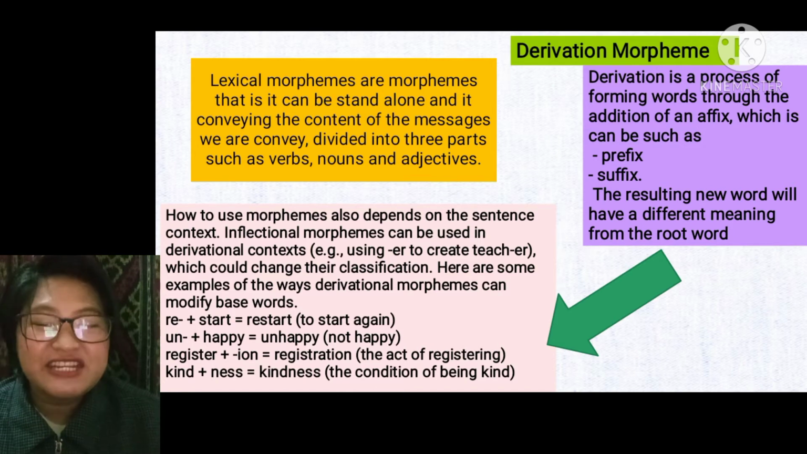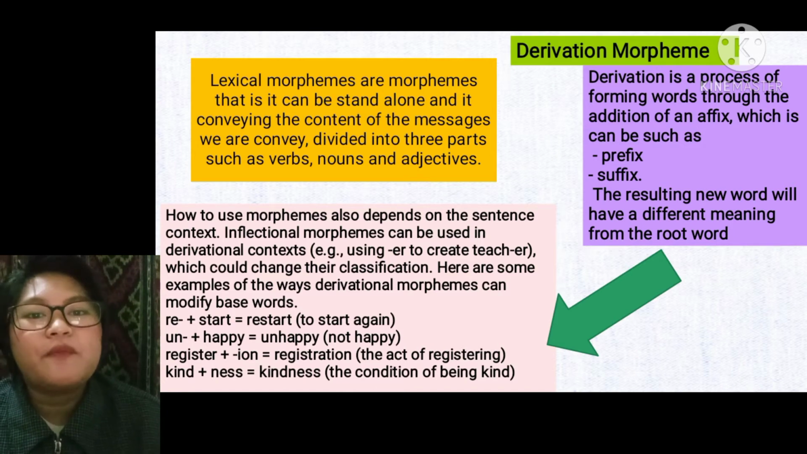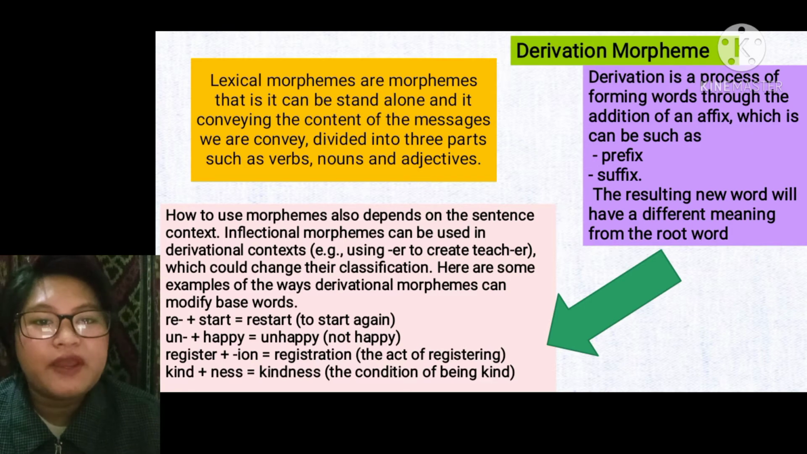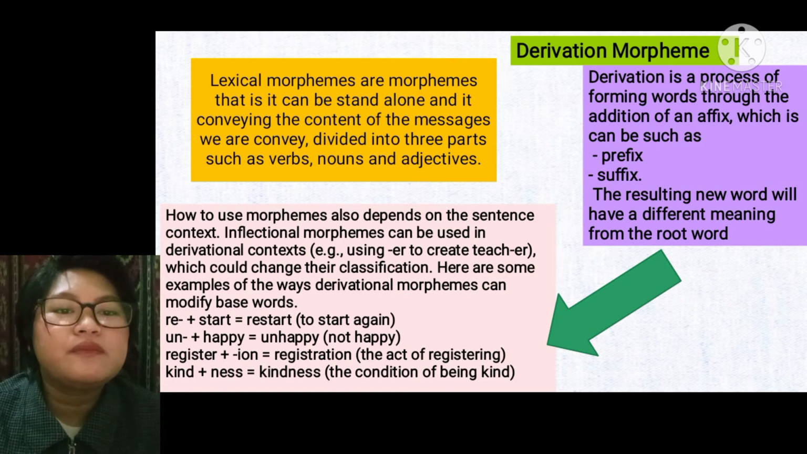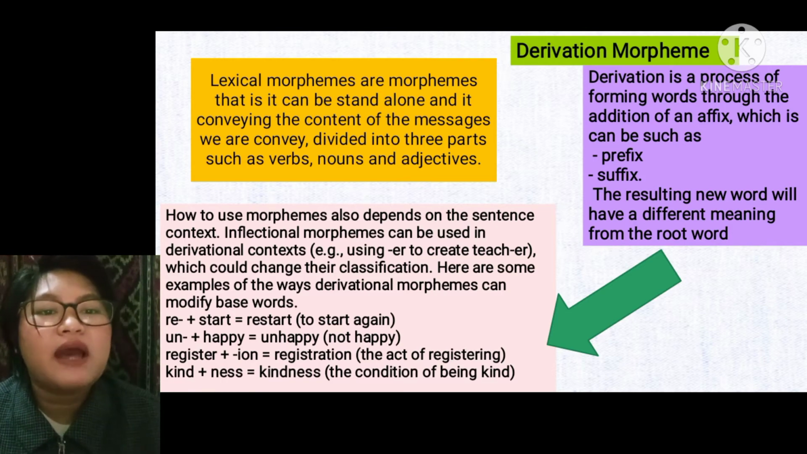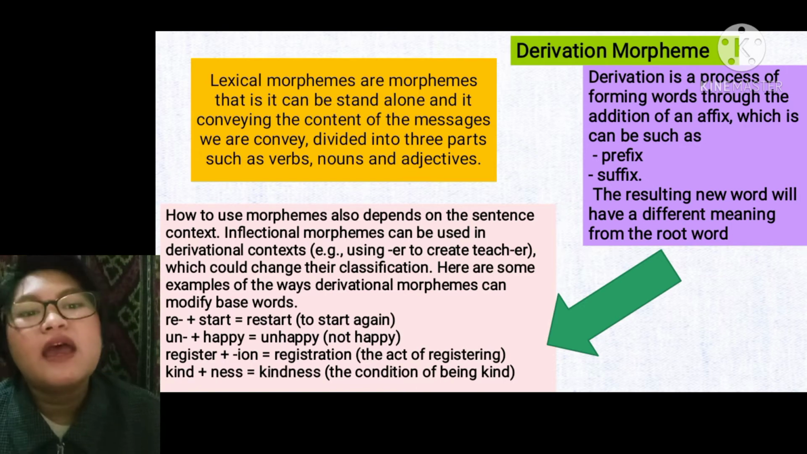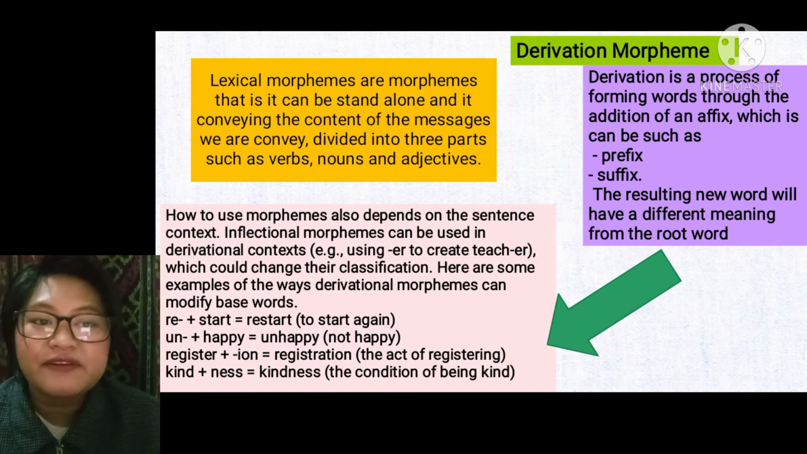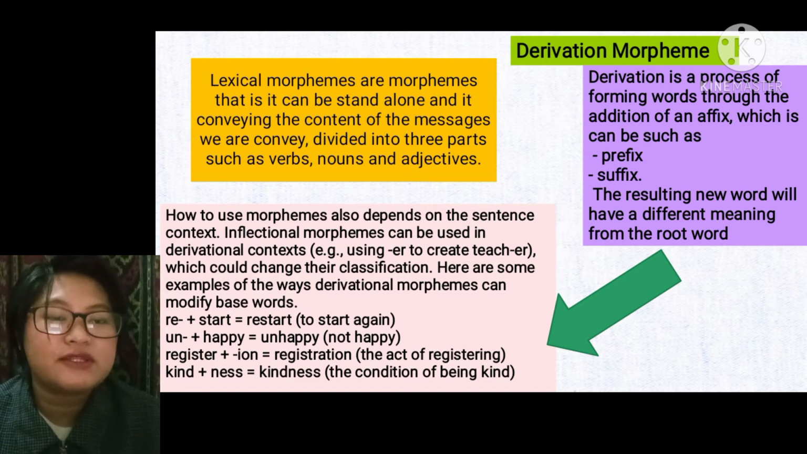For chapter 3, lexical morphemes are morphemes that can stand alone and convey the content of the message we are conveying, divided into three parts such as verbs, nouns, and adjectives. For the derivational morpheme, derivation is a process of forming words through the addition of an affix, such as a prefix and suffix. The resulting new word will have a different meaning from the root word.